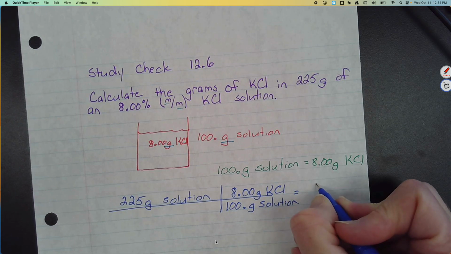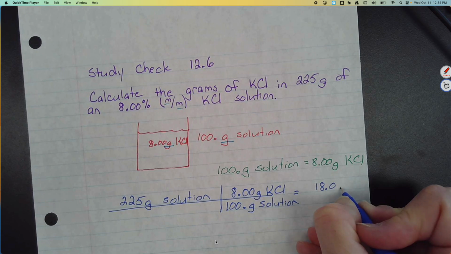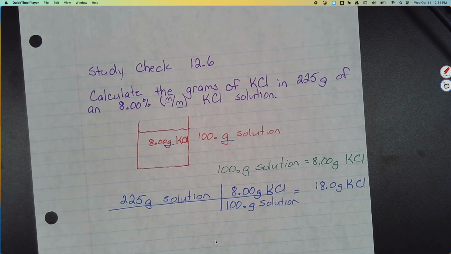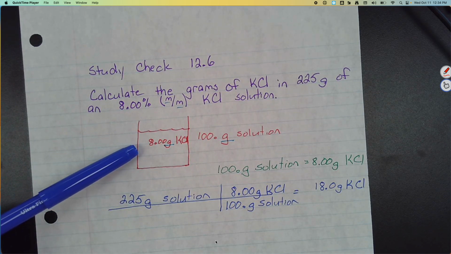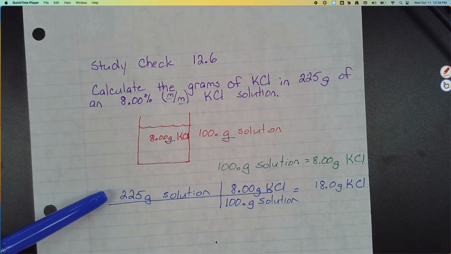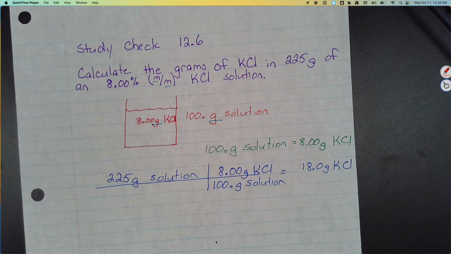So in that solution, I have 18.0 grams of KCl. And then I ask myself, does it make sense? Well, I'm going to get 8 grams if I only have 100 grams of solution. If I have more than 100 grams of solution, in the end, I must have more than 8 grams of KCl. Bam, problem solved.